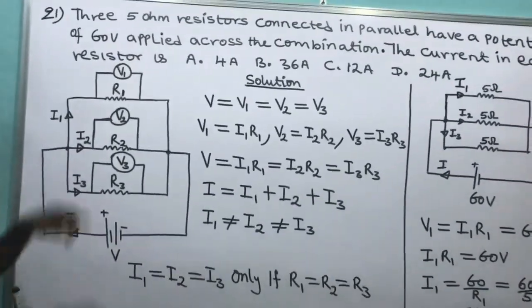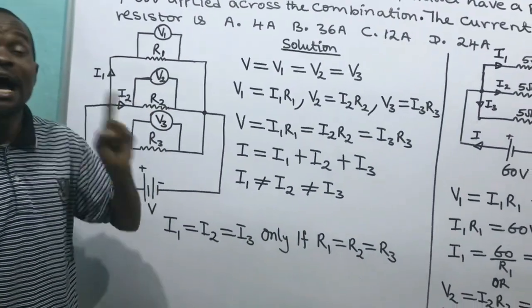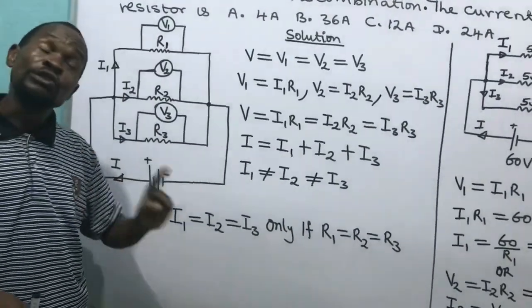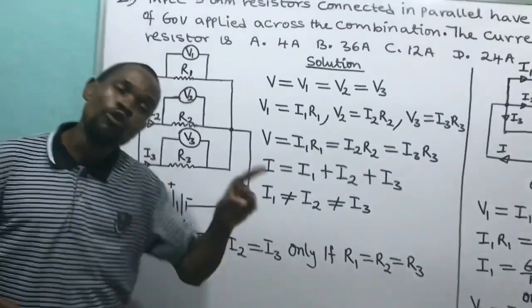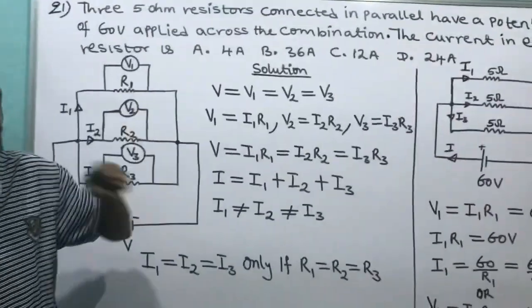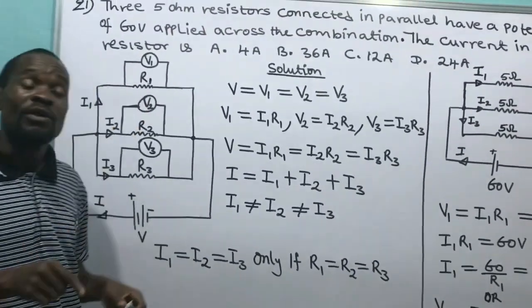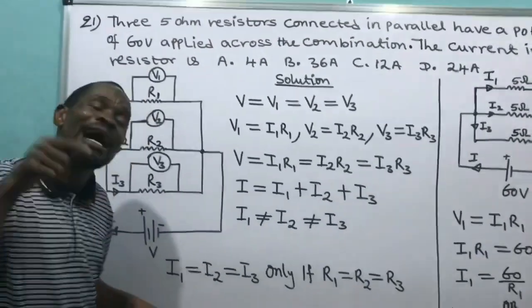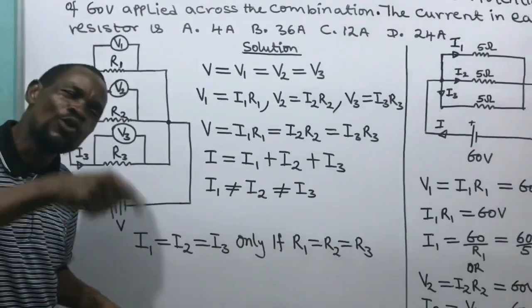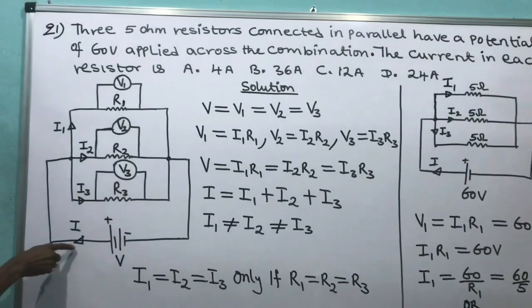For me to know that two or more resistors are in parallel, different current will flow through them. That means different current or different charge will flow through them. The currents that flow through them are not the same. Immediately the currents that flow through them are not the same, I know that they are connected in parallel.